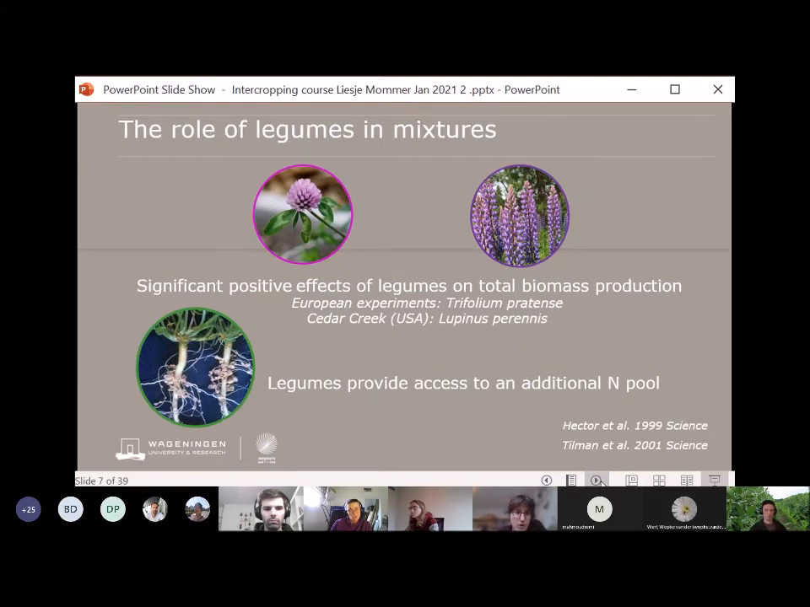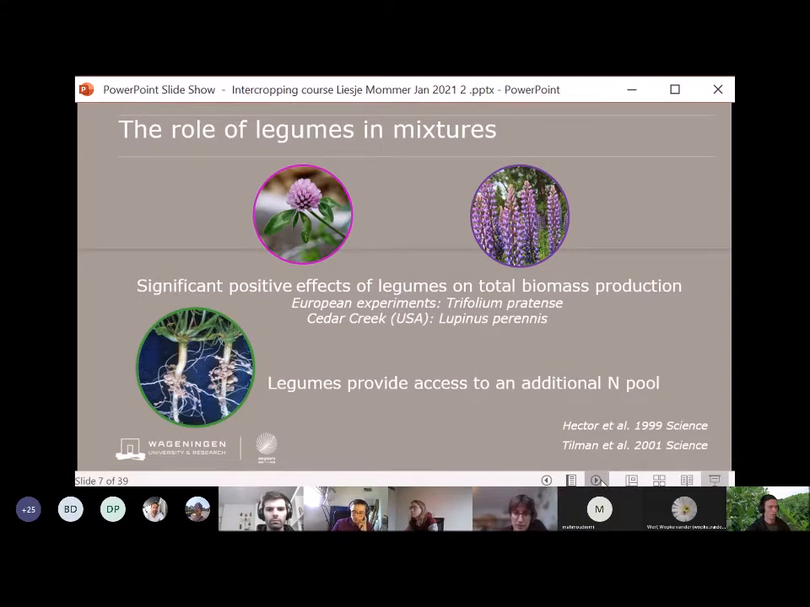Initially, there was a large focus on the role of legumes. It's very nice that I'm after the talk of Ken Gaylor, because you all know that legumes have access to an additional nitrogen pool. And there were huge discussions among the big ecologists in the world about whether this biodiversity effect would be driven by the presence of legumes. In the European experiments, it was particularly Trifolium pratense. But in Cedar Creek, it was more lupine that was driving this effect.